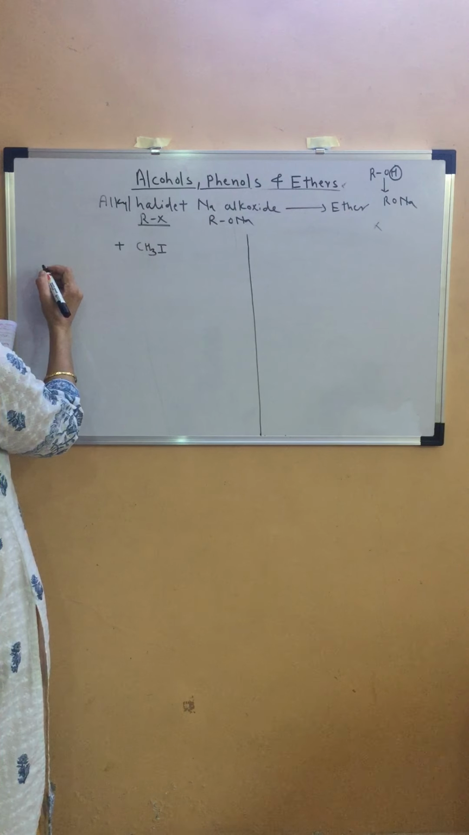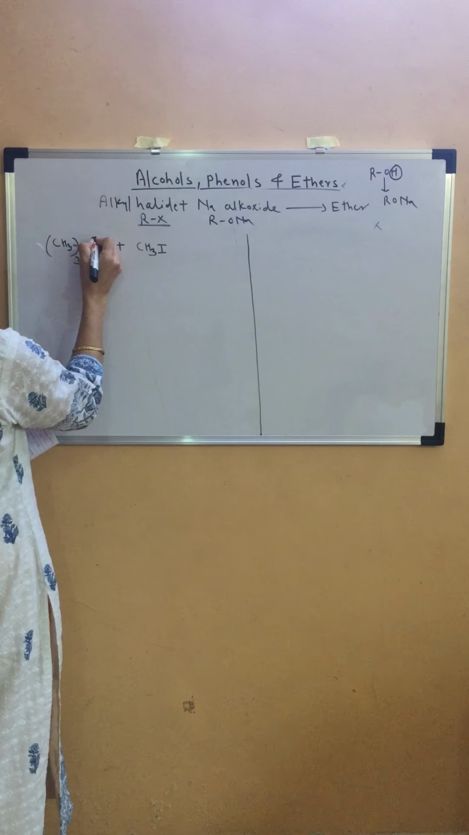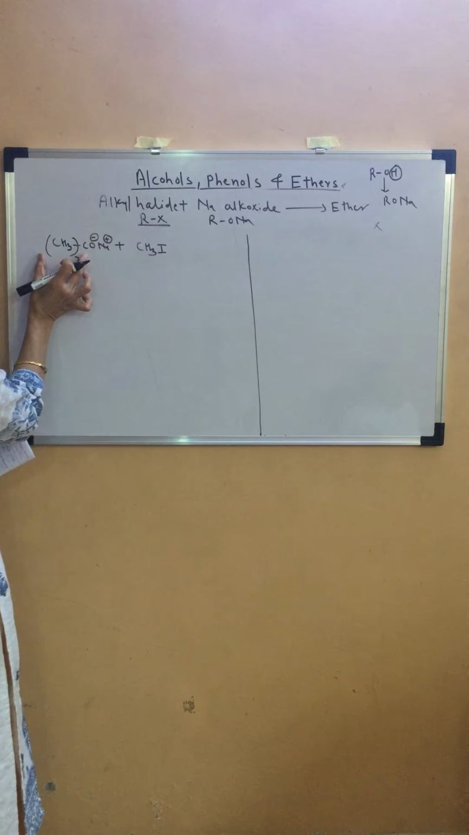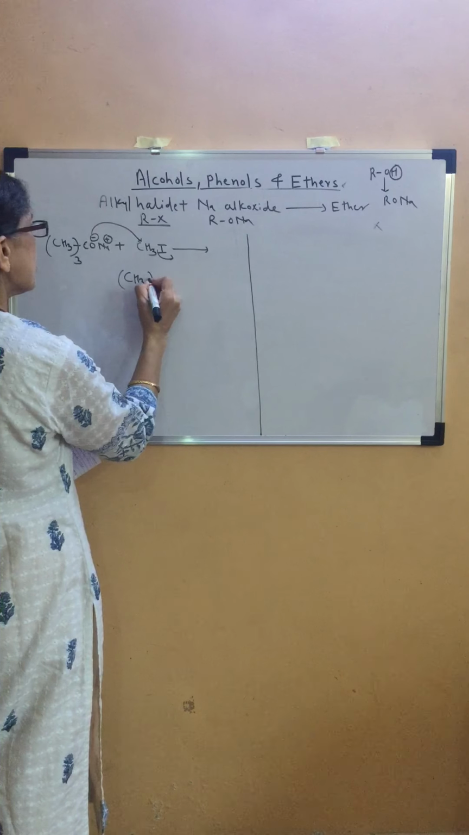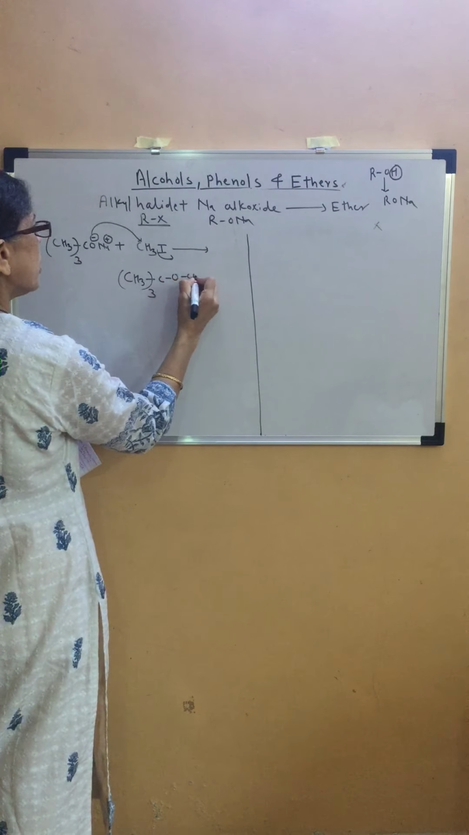(CH3)3CONa, sodium tertiary butoxide. RONa. The R part is tertiary. Okay, tertiary butoxide. So this will attack this carbon atom and I will leave. And what will we get? (CH3)3COCH3, ether we will get, and NaI.